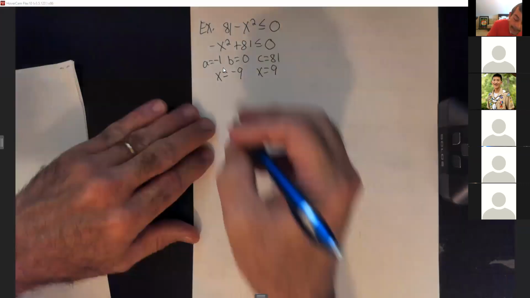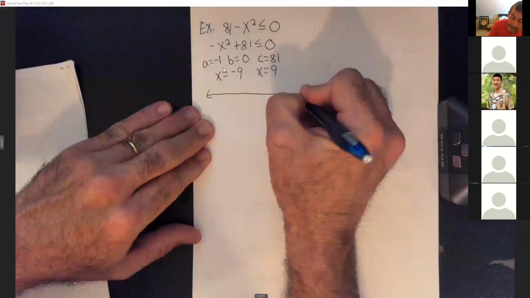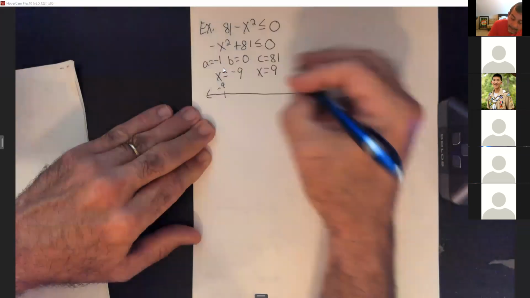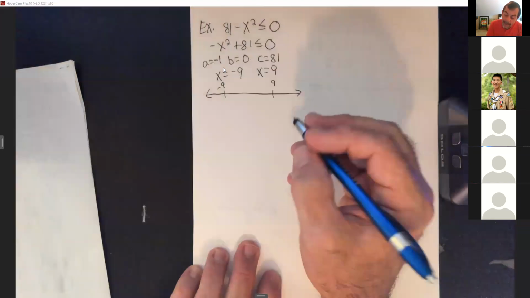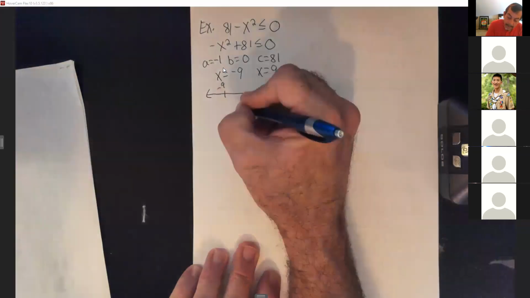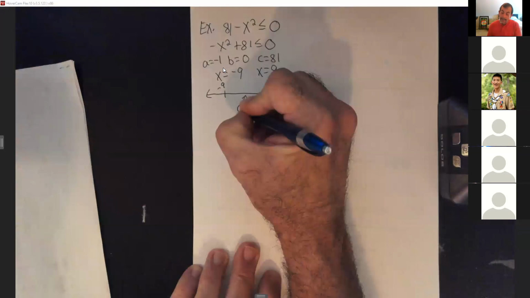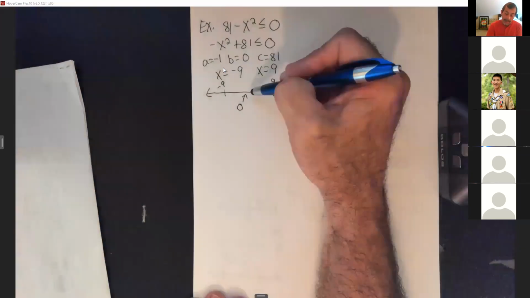So we'll set up my interval. Negative 9 would be over here. Positive 9 would be in the middle, on the right side. So that means 0 is going to be in between those two numbers somewhere. So I know my 0 is going to be in the middle. So once again, true, I shade the middle. False, I shade the outsides.